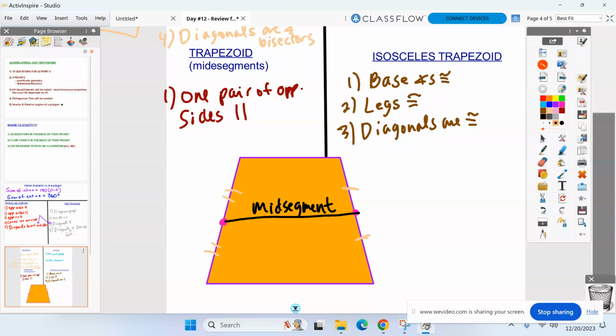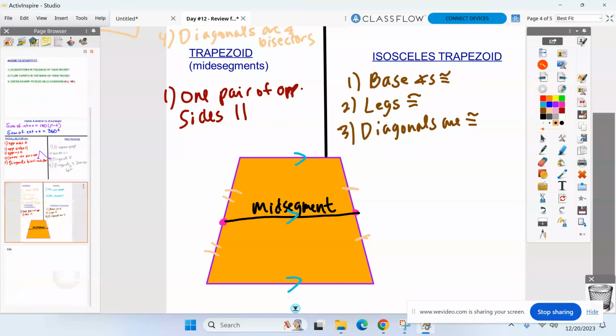All right, what do we know about it? Two facts about a mid-segment going into tomorrow. It is parallel to the bases, so look for same side interior angles being supplementary. And how do you find the length of it? Yep, half of the sum. Take the sum of the bases and cut it in half. There's your mid-segment.